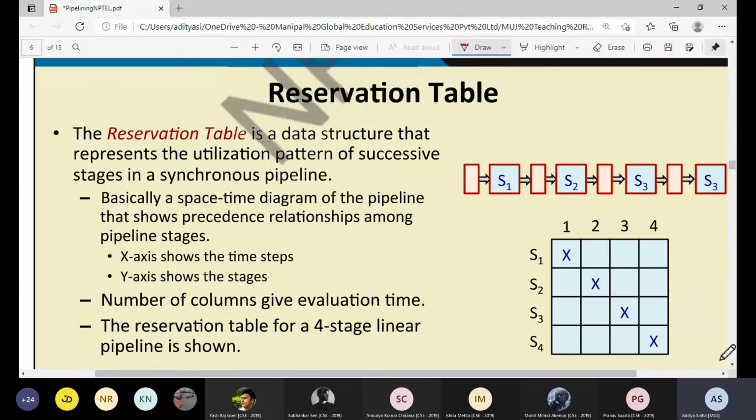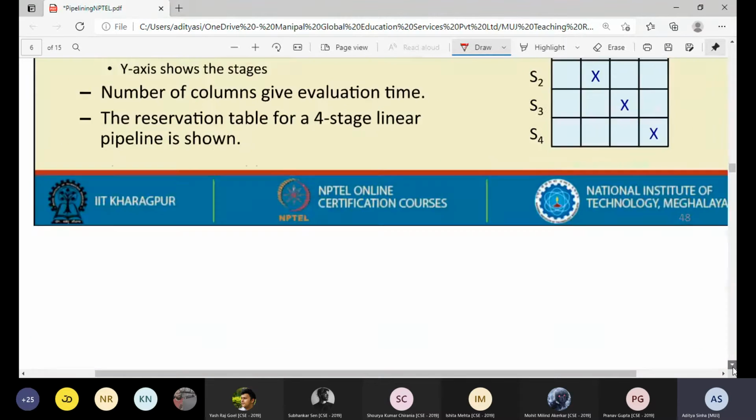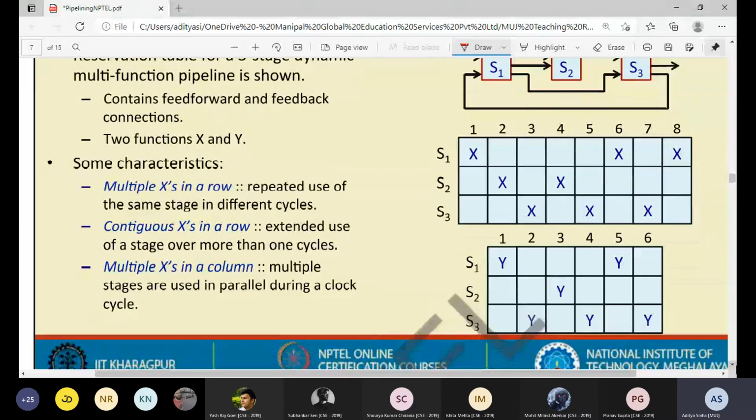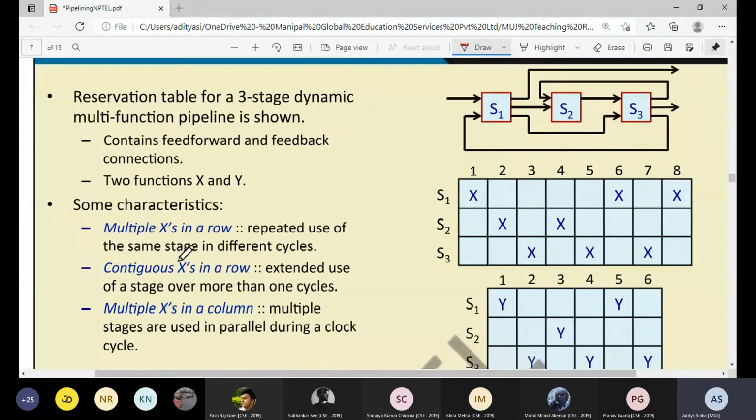Then we have seen the various reservation tables, showing at various time steps which of the segments was getting used. This is a linear pipeline example, so you can see each of the operations is happening in a linear fashion. And this is the non-linear one, and this is a reservation table for this. So three properties are there in this. We have seen what multiple x's symbolize: contiguous x's or multiple x's in a row and a column. Sir, I think we have not done the reservation table, sir.